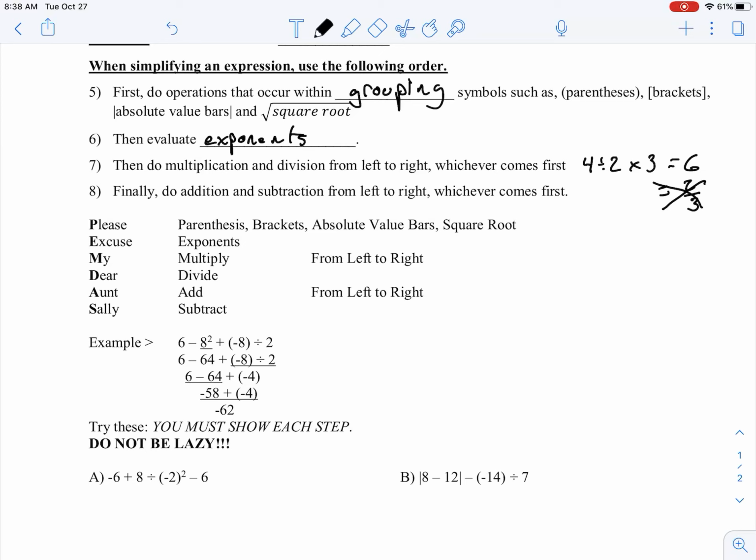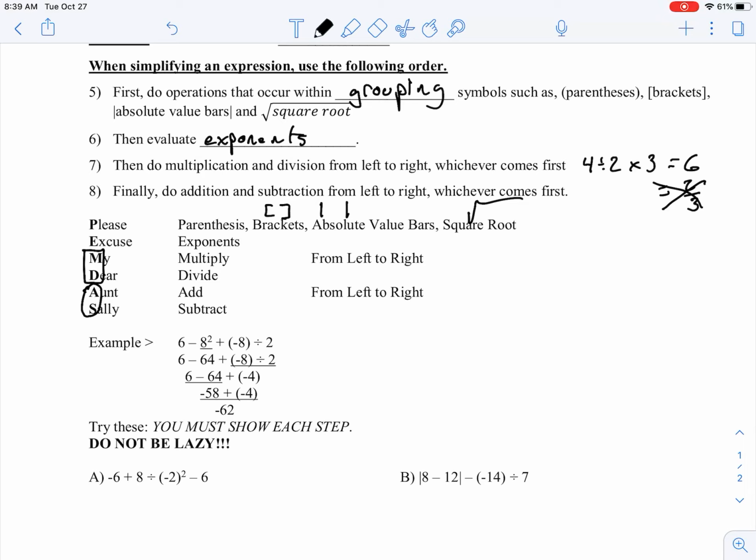All right, so here's our mnemonic device. We've probably heard it before. We have "Please excuse my dear Aunt Sally." So P we usually see, so that's parentheses, but it also includes those other grouping symbols we talked about. So that will include brackets, absolute value bars, and square root symbols there. Next is exponents, like we said above, and then we multiply from left to right and divide. I like to group these up into the same step just so I don't forget. And same thing with addition and subtraction. I group those together in the same step because I do them both left to right.